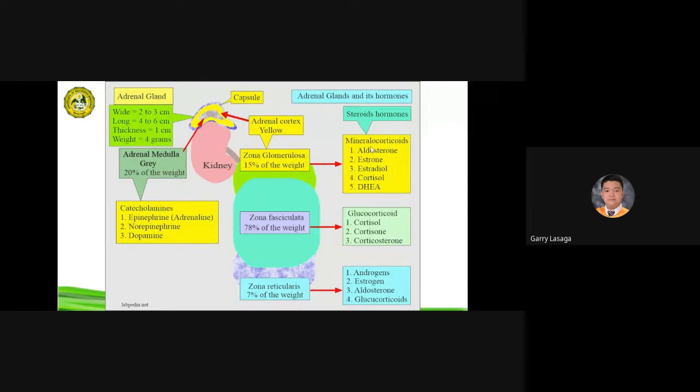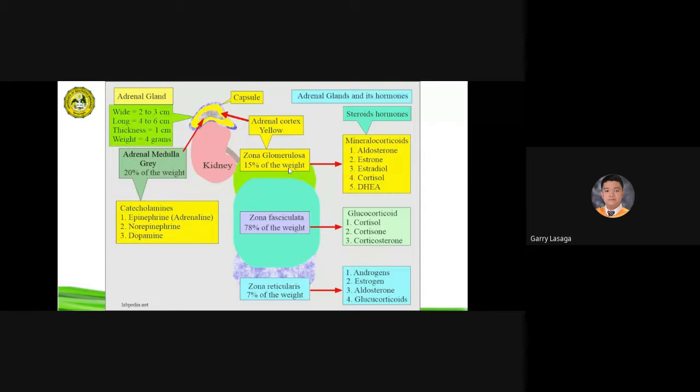So for the mineralocorticoids, the prototype mineralocorticoid that is being produced in the body is aldosterone. We also have the prototype glucocorticoid that is produced in the body, which is cortisol. And depending on the species, it varies according to the species. And for the androgens or the androgenic steroids, we have testosterone and estrogen.